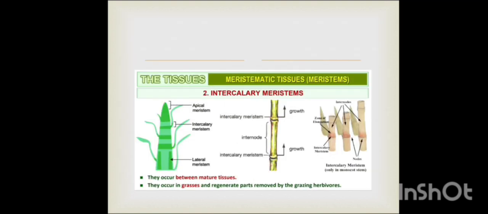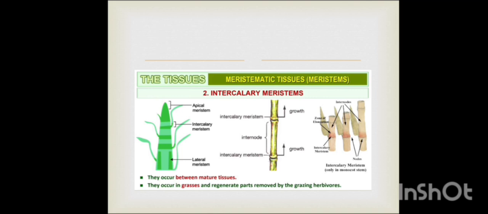Next, we have to discuss another type, the intercalary meristem. Intercalary means nothing but between two nodes. For example, we have to observe sugarcane. The stem has nodes and internodes. Between the two nodes, the internode has the intercalary meristem.